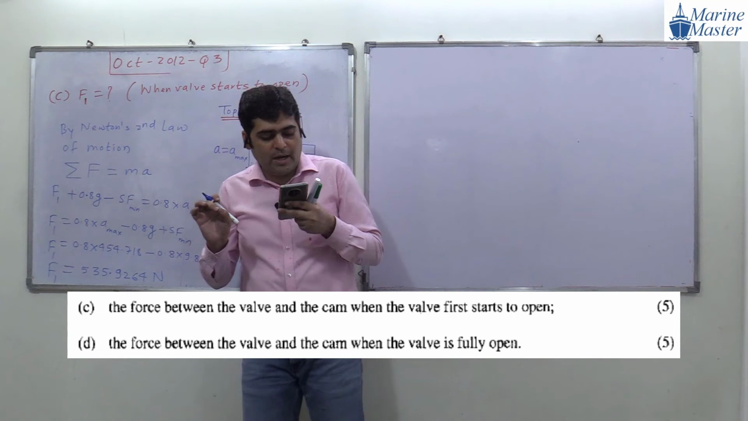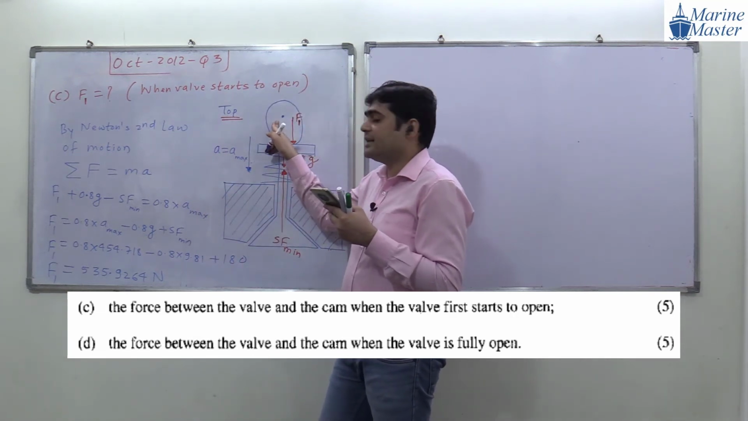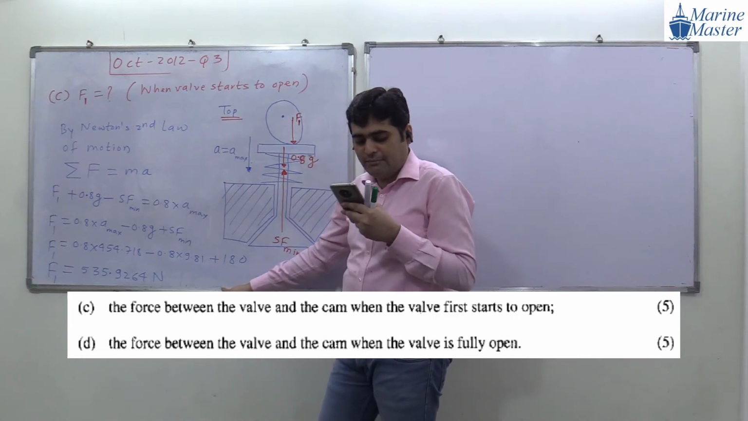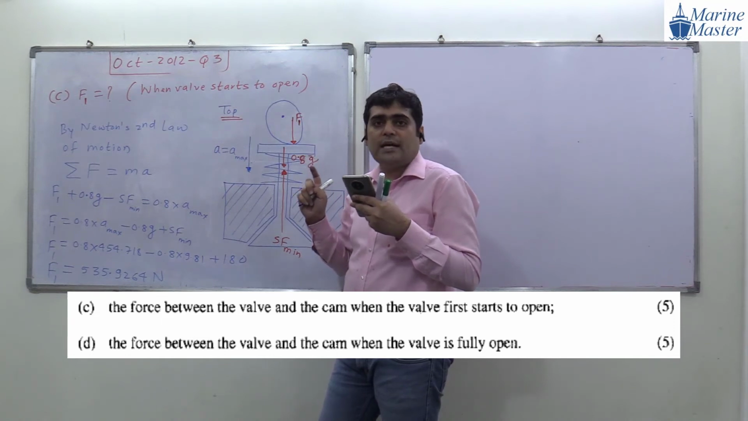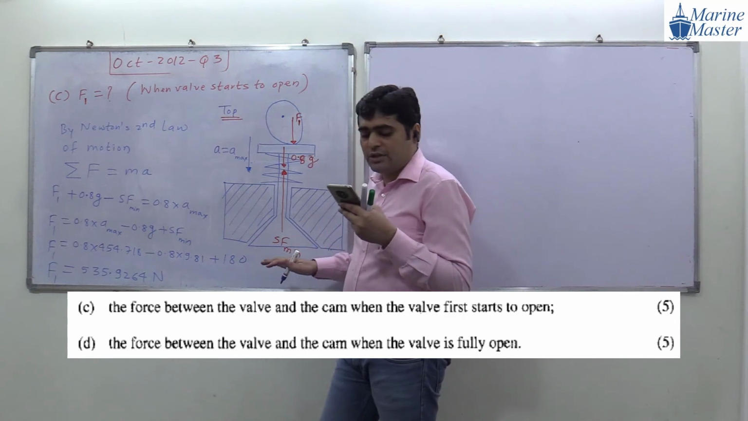What do they ask us in the C part? The force between the wall, this is our wall, and this is a cam. So how much force between them? F1, and this is our target. The force between the wall and cam when the wall starts to open. Wall starts to open means its stop position. Anyone have any doubt in this discussion, guys?